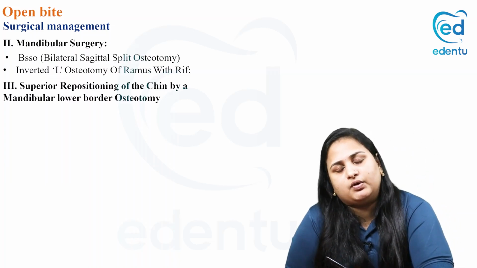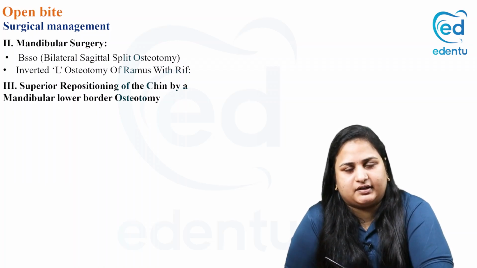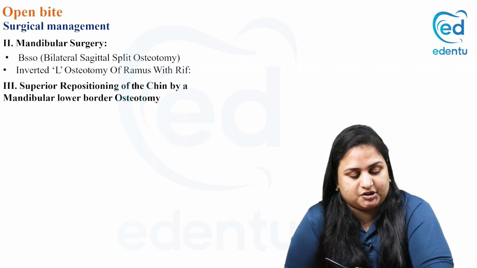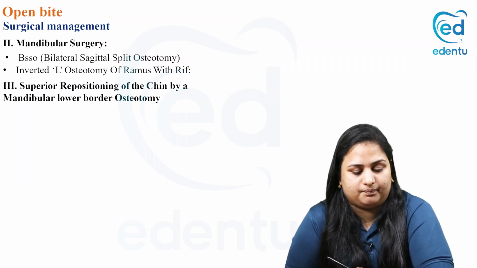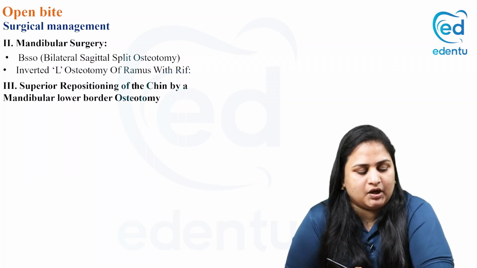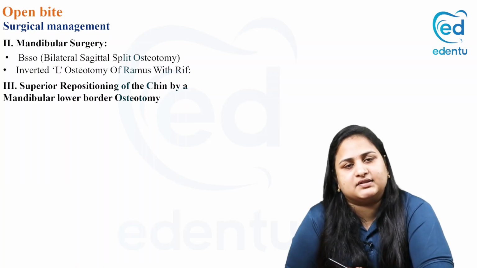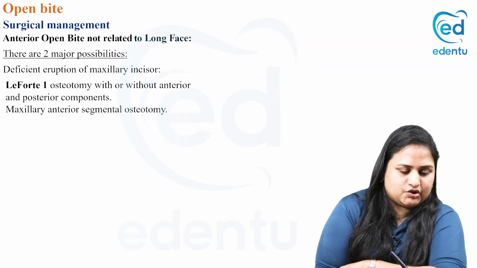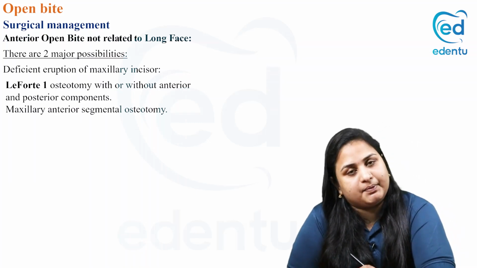Moving on, let's see what the mandibular surgery options are. The BSSO, that is bilateral sagittal split osteotomy, is definitely used in mandibular osteotomy, and the inverted L osteotomy of the ramus, which is reinforced, is also used under mandibular surgery. Also, the superior repositioning of the chin by a mandibular lower border osteotomy is preferred under the surgical management.